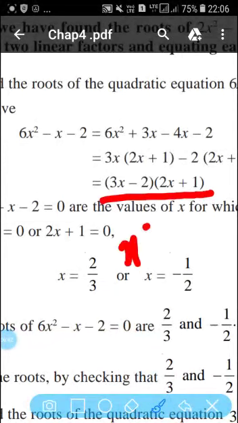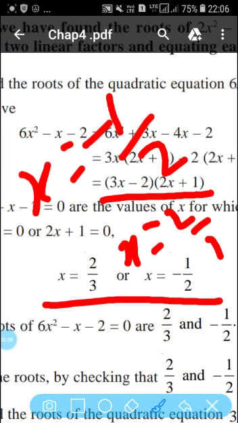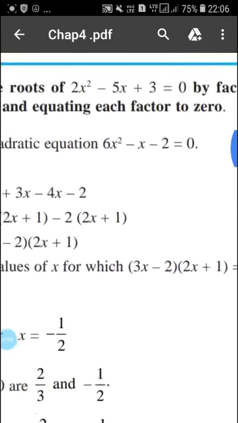So x is equal to how much? 2 by 3, and x is equal to minus 1 by 2. This part you know. We are equating each factor with 0 because we want to find the roots. So x is equal to 2 by 3 and x is equal to minus 1 by 2. Therefore the roots of 6x square minus x minus 2 is equal to 0 are 2 by 3 and minus 1 by 2.